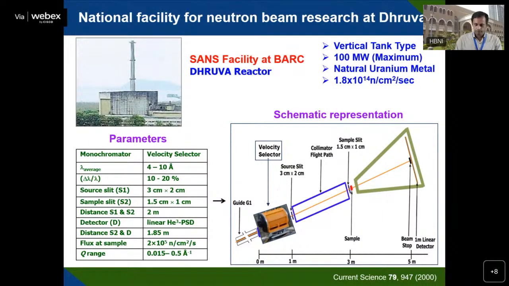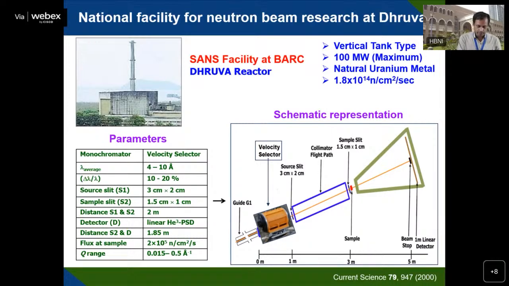We have a national facility for neutron scattering measurement at our Dhruva reactor. Anybody from within BARC or outside can approach the concerned person in the National Facility Center, so they can carry out their neutron scattering here.